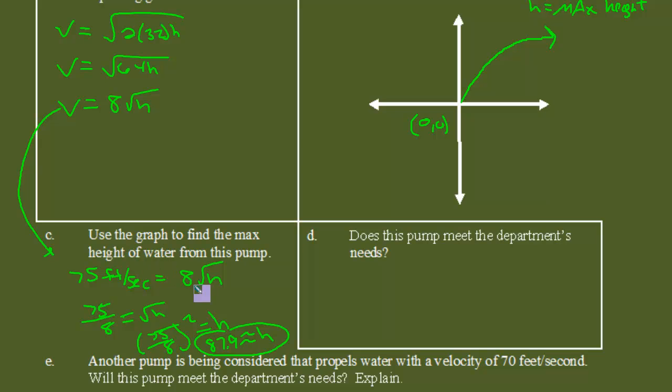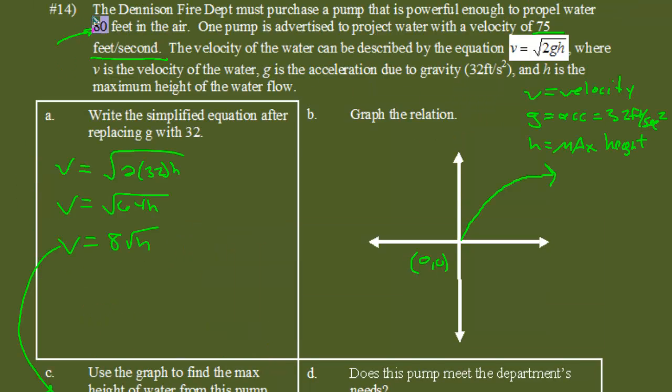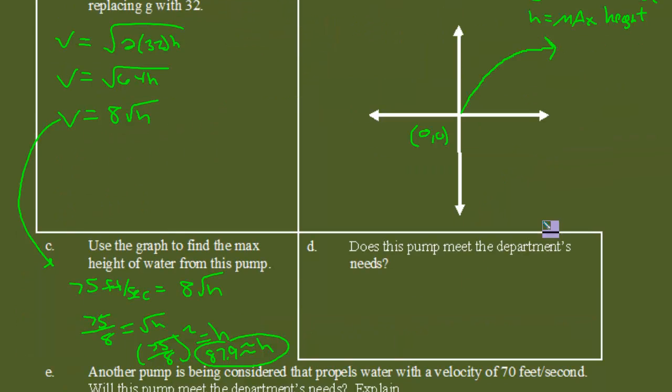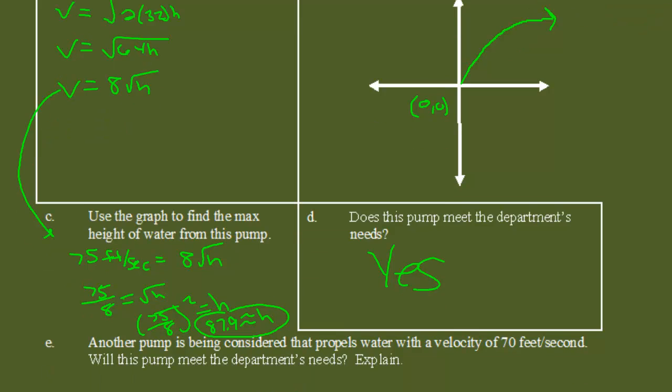What's the maximum height of the water? About 87.9. D. Does this pump meet the department's need? The department needed it to go 80 feet in the air. This is going more than that. Yes, it does.